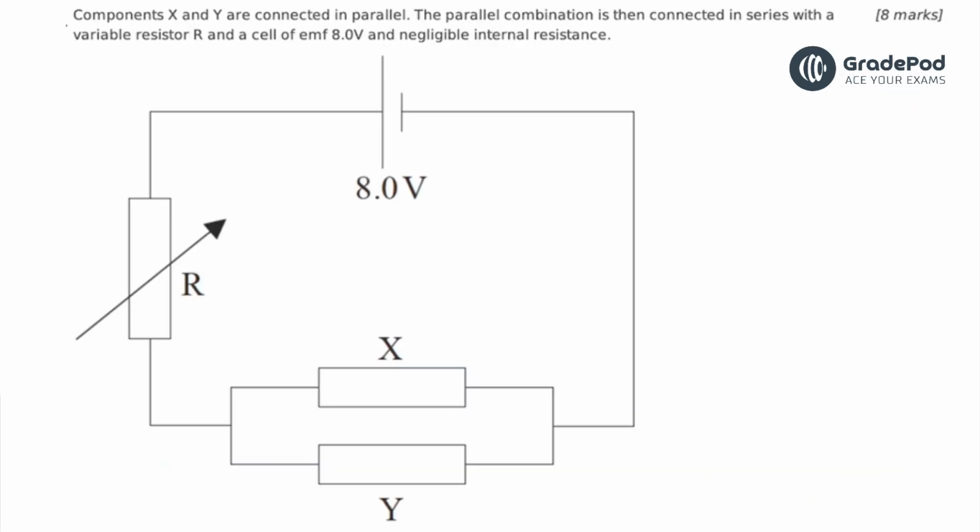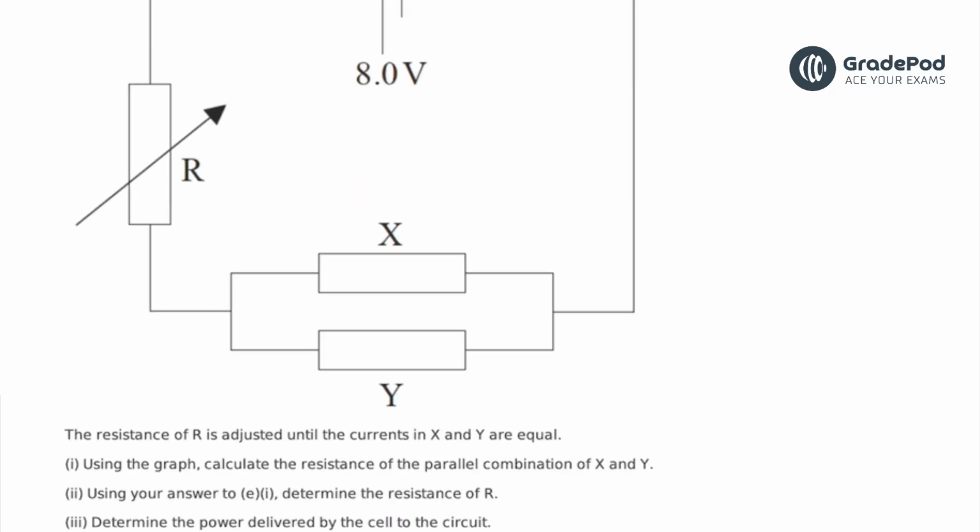Components X and Y are connected in parallel. The parallel combination is then connected in series with a variable resistor R and a cell of EMF 8 volts with negligible internal resistance. That's quite good. It means we don't have to consider internal resistance. The resistance of R is adjusted until the currents in X and Y are equal. Use the graph to calculate the resistance of the parallel combination of X and Y.